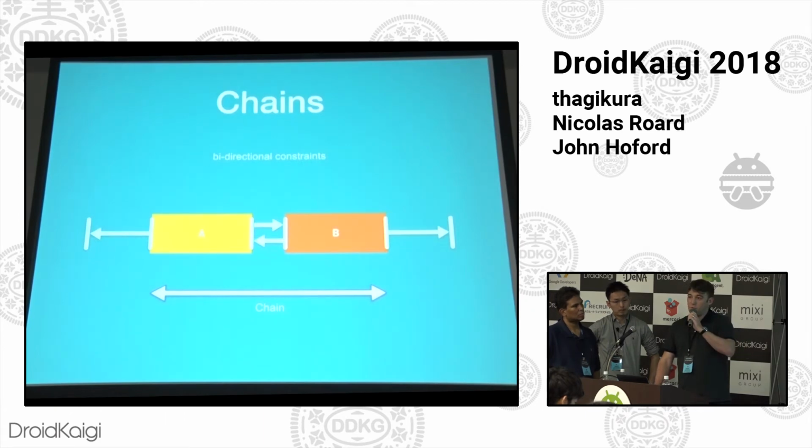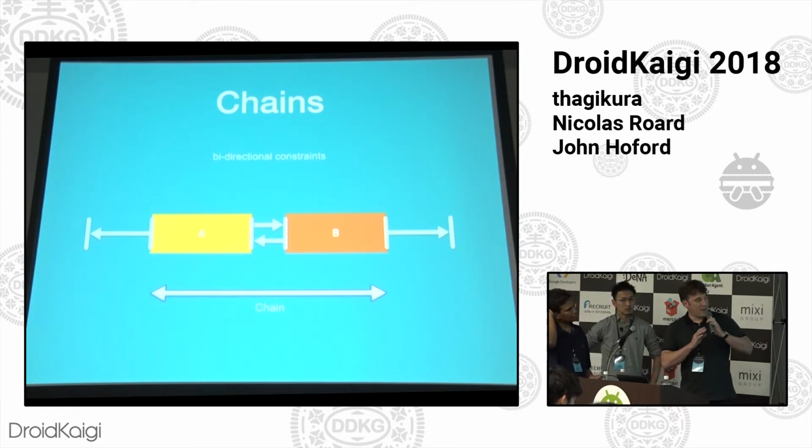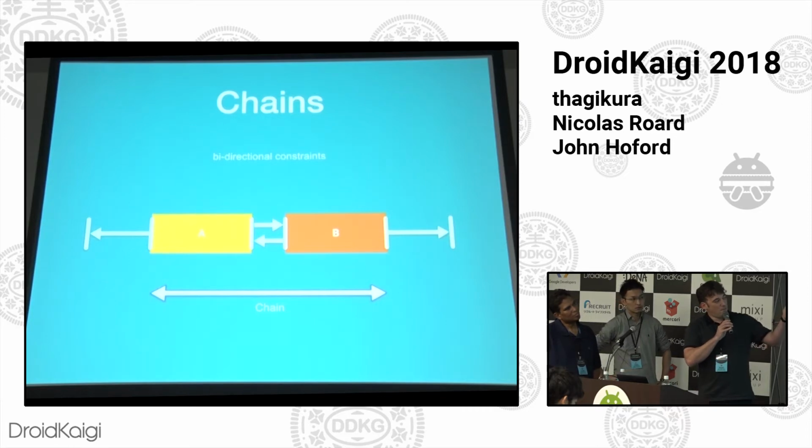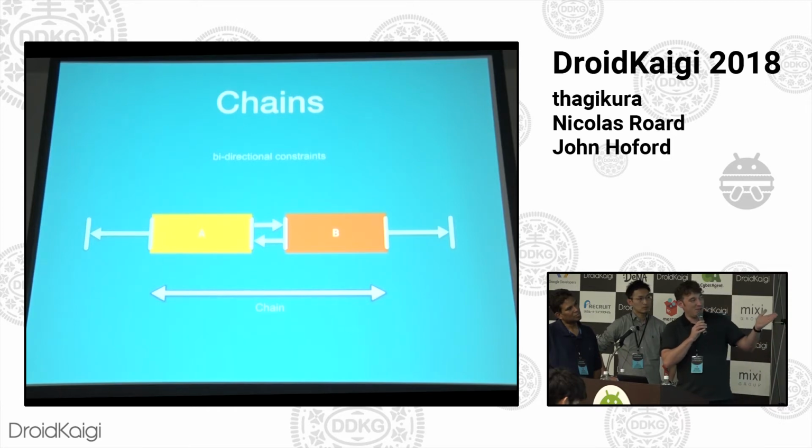We also introduced a concept called chains. So a chain is characterized by having at least 2 widgets like that, and they are connected with bidirectional constraint to one another. Okay, so you see A is connected to B, but B is also connected to A. And we use that to recognize a chain. And what is a chain?